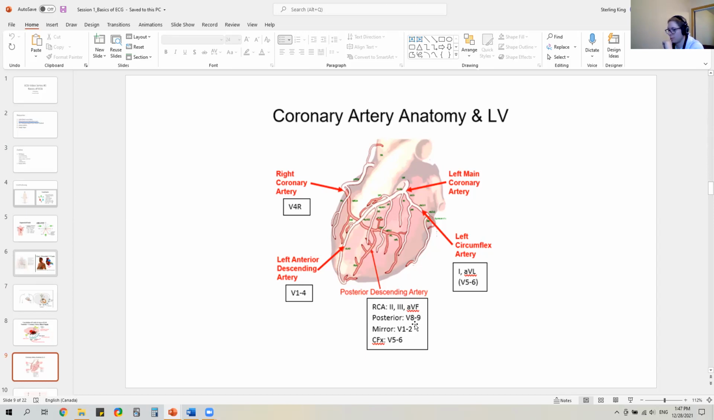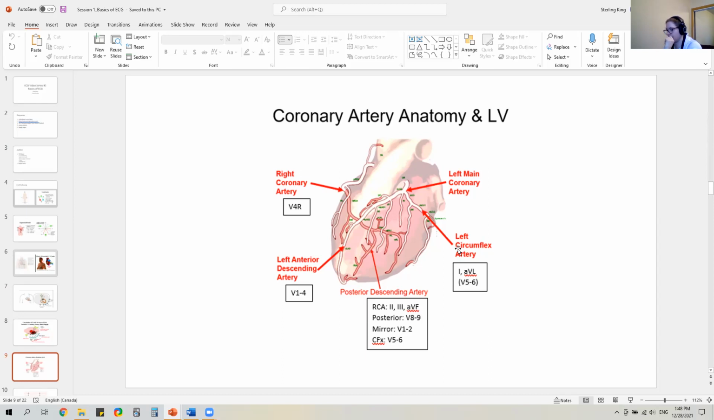The mirror image of the posterior leads would be V1 and 2, because they're in the front, and V8 and 9 are in the back. So if you had a Q wave in V8 and 9 from a posterior infarction of the heart, so a posterior heart attack, then the front leads would show a really big R wave. And we'll come back to this. And then the circumflex could be feeding the posterior descending artery. It depends on the anatomy of the person, in which case V5 and V6 would be really good leads to see an occlusion in that blood vessel.